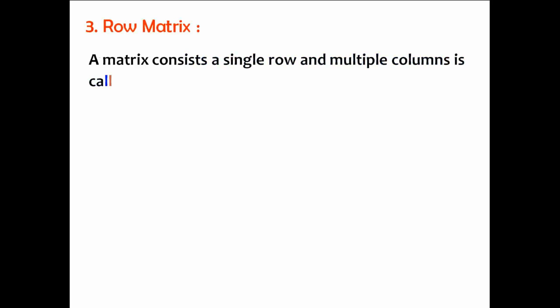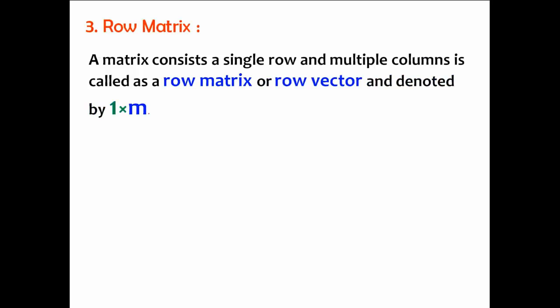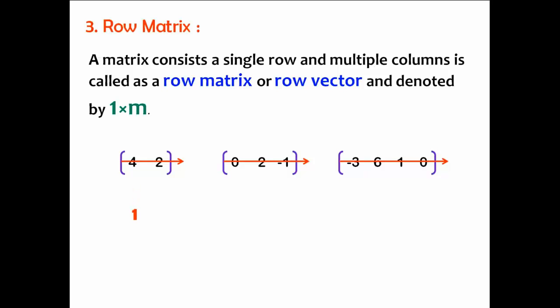3. Row matrix. A matrix that consists of a single row and multiple columns is called a row matrix or row vector, and is denoted by 1 by n. Like we see in these matrices, there is only 1 row each, and multiple columns. The first has 2 columns, the second has 3 columns, and the last one has 4.